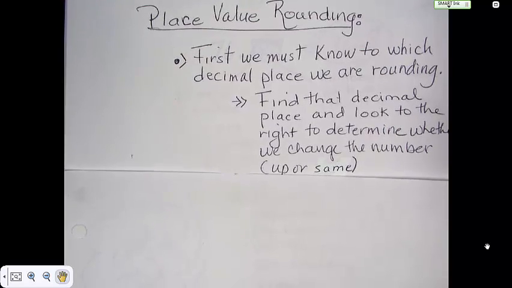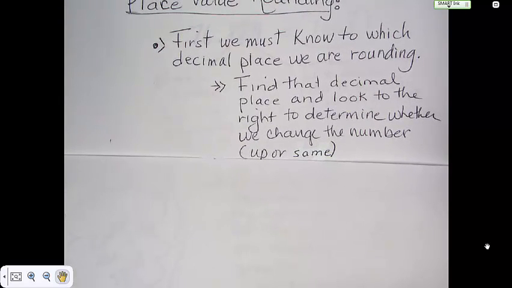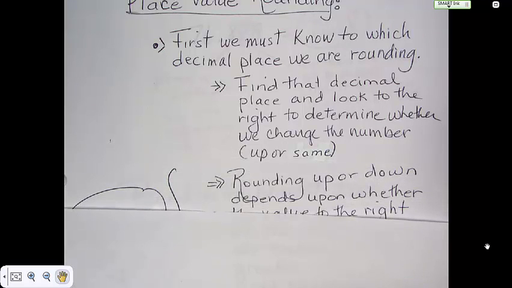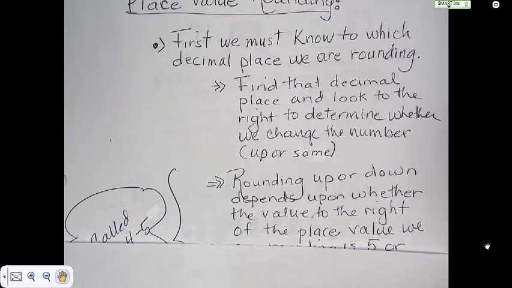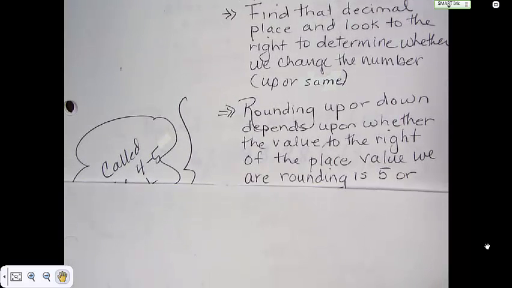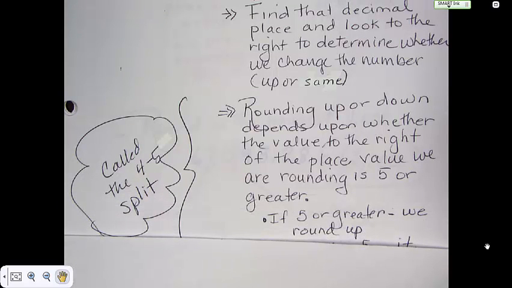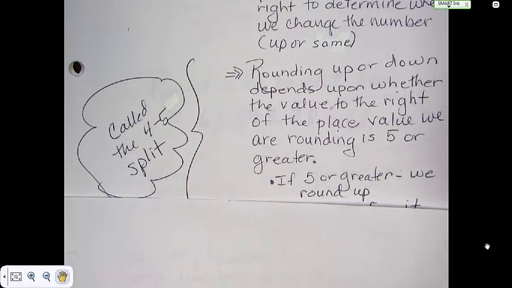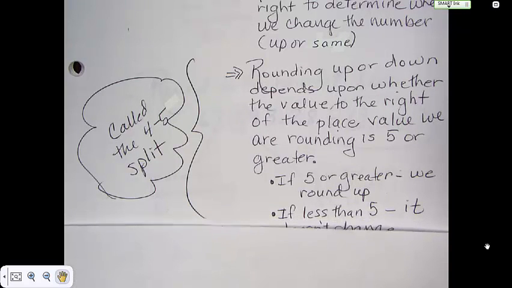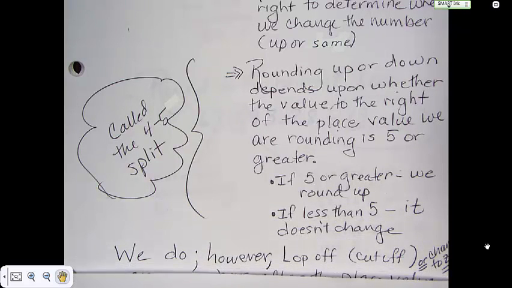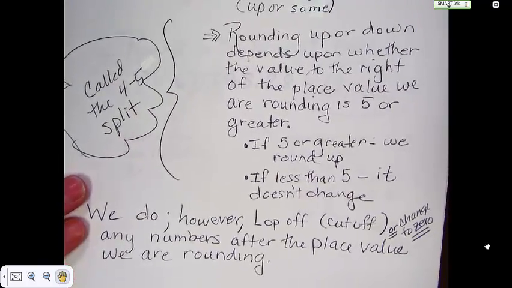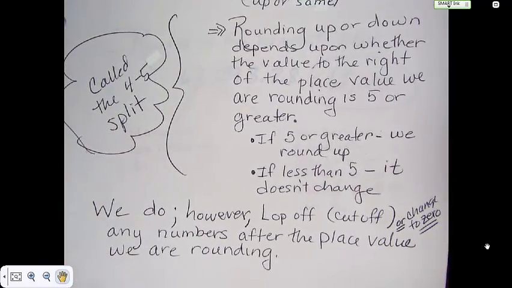And that's important because if the number is less than 5, we don't change the number, we just chop it off and put zeros where the other place values were. Rounding up or down depends on whether the value to the right of the place value we are rounding to is 5 or greater. This is called the 4-5 split. If it's 5 or greater, we will round up. If it is less than 5, it doesn't change. However, we do cut off any numbers after the place value we are rounding. Now that's when we're talking about decimals.